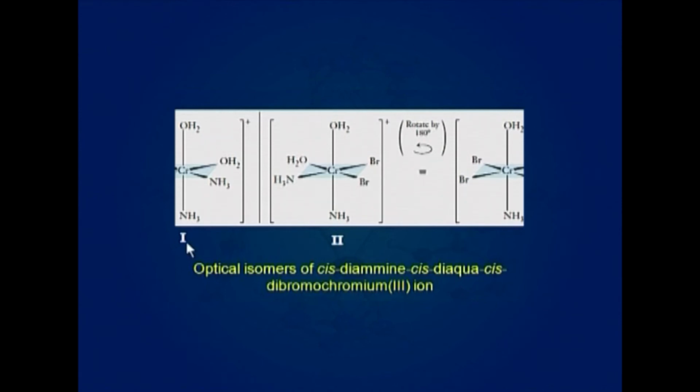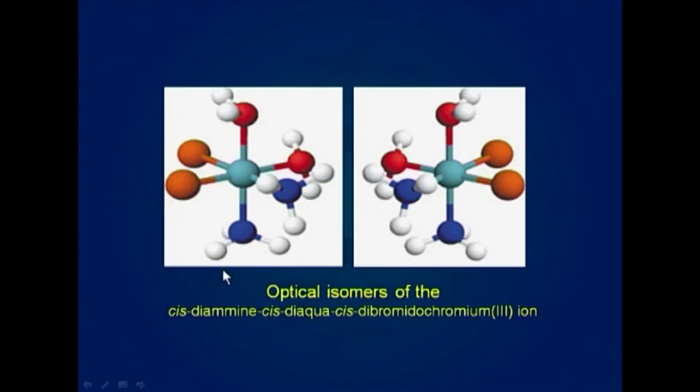No rotation of the second image makes it identical to the first image. Thus, these 2 arrangements are non-superimposable mirror images of each other. Stereo images of these 2 complexes appear in this figure. Here also you can see that these two images are non-superimposable to each other. Therefore, it can be said that cis-diammine, cis-diaqua, cis-dibromido chromium 3 ion has optically active isomers.